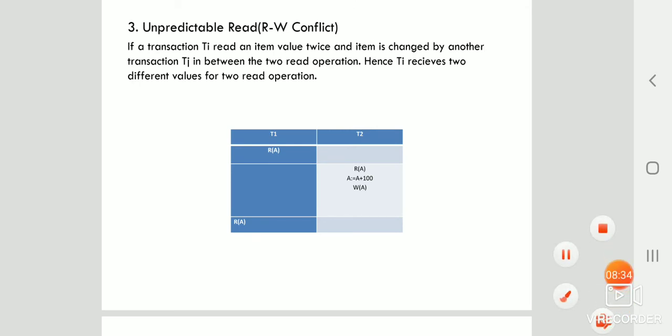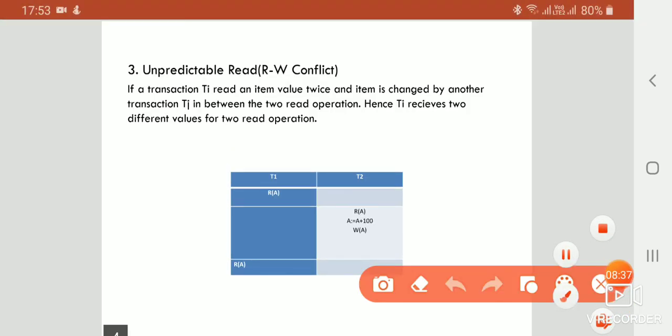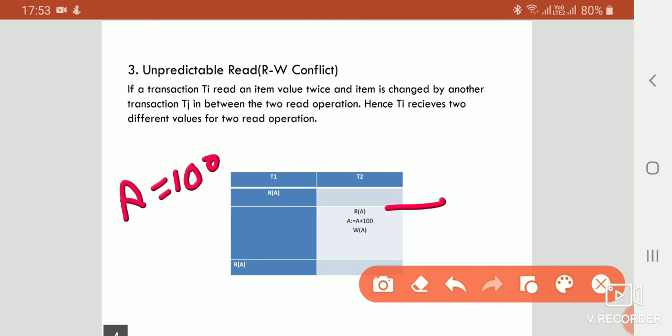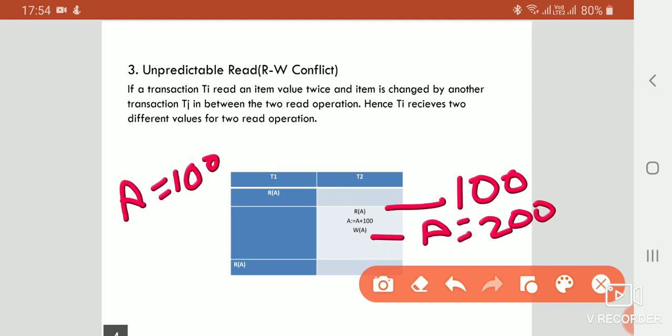Here, what it is telling: if a transaction Ti reads an item value twice and the item is changed by another transaction Tj in between the two read operations, then Ti receives two different values from the read operations. Suppose A is 100, it performs read of A, and it is 100. Then the new value of A is 200, it performs some operation and writes, so write of A means A's new value is 200. Again read of A, actually it should take the value A equals 100.